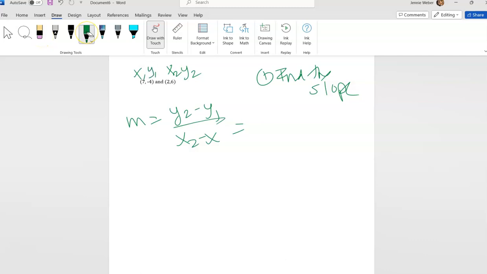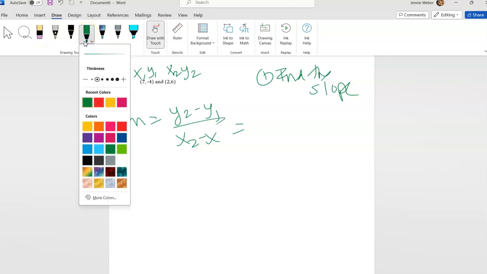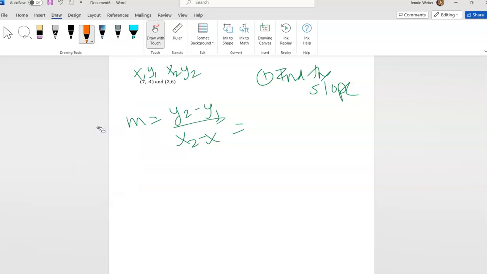I got down a little too low and I want to make sure I don't lose any negatives. It looks bad if I lose any. So I'm going to start here. I'm going to do 6 minus negative 4, and then 2 minus 7. So this is 10 over negative 5, which is negative 2. So then my slope is negative 2.